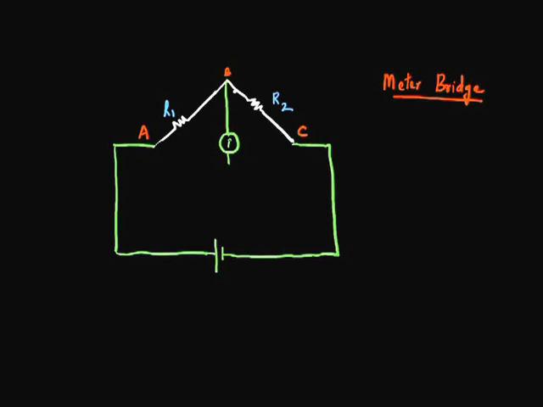And I'm going to replace this with a simple piece of wire like this. I'm going to shift this point A down here and point C down here. It makes no difference as they're all part of the same piece of wire anyway.